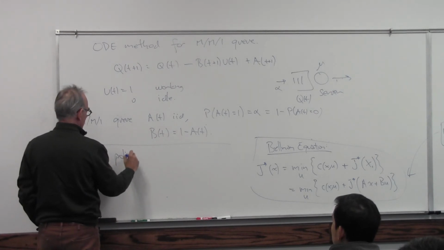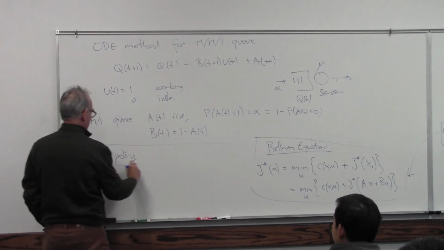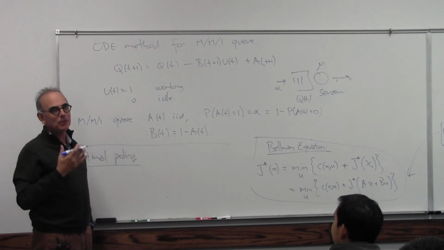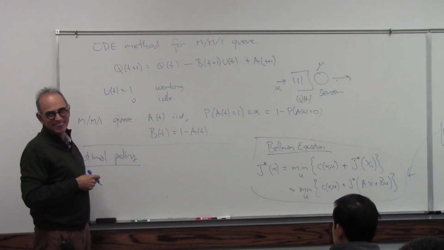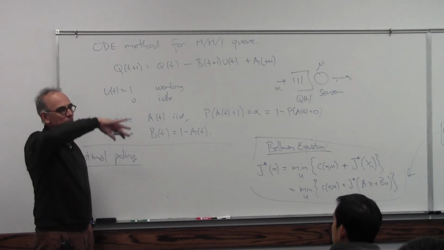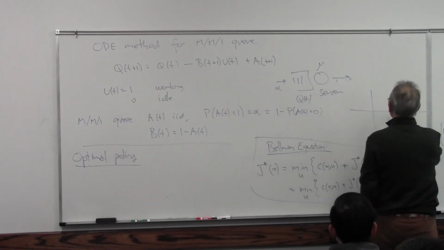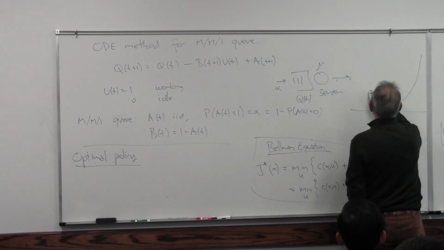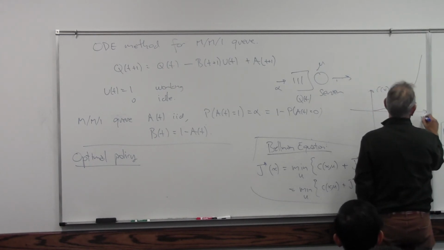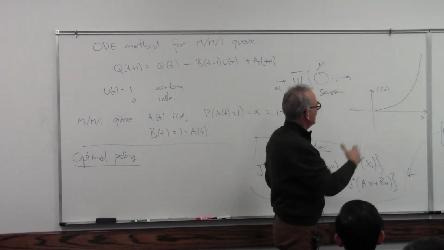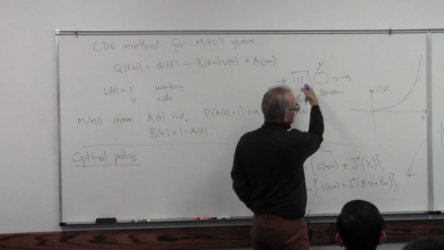I'm not going to give you a cost function. You know what the goal is. I want to keep the Q lengths from getting big. Any cost function, I've got my cost function, I don't care. It might be quadratic, it might be anything. I want to keep the Q length small.